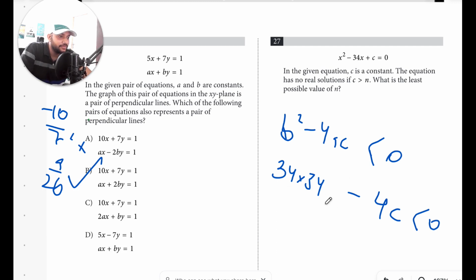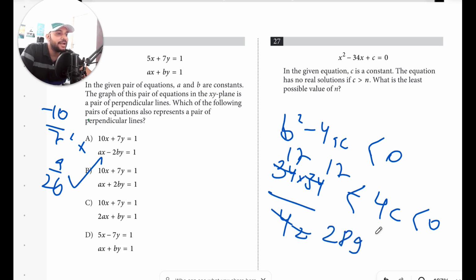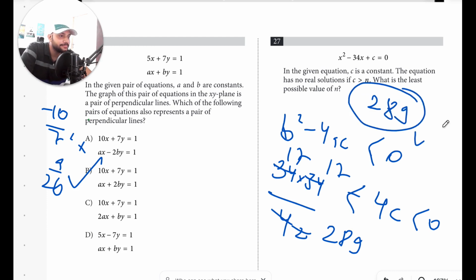So 34 times 34 is less than 4c. c is greater than 34 times 34 over 4. This is 2 and 17, 2 and 17. That is 17 times 17, which is 289. The minimum value of n is 289. c must be greater than this. Okay.